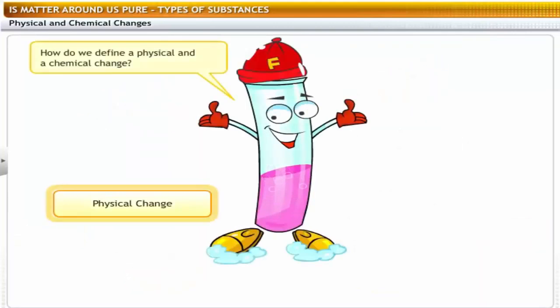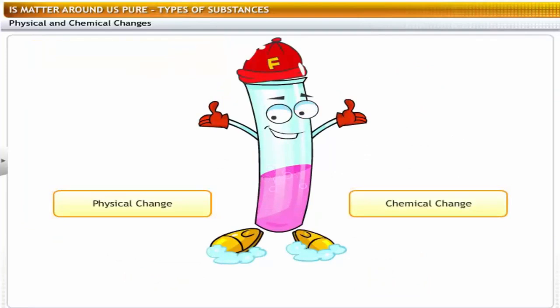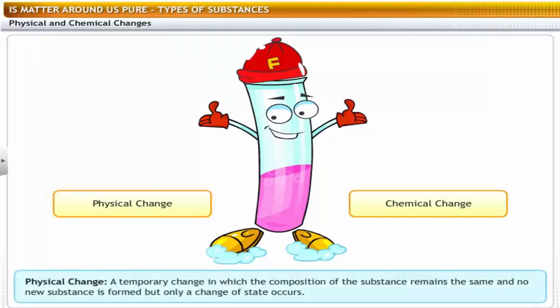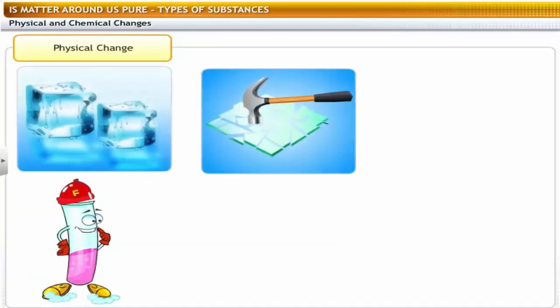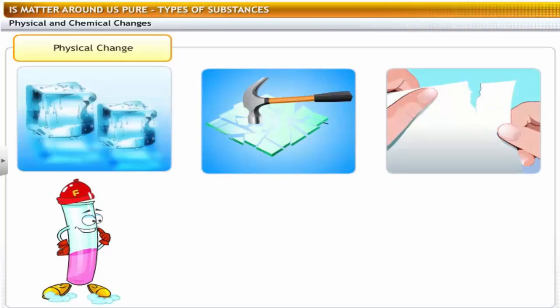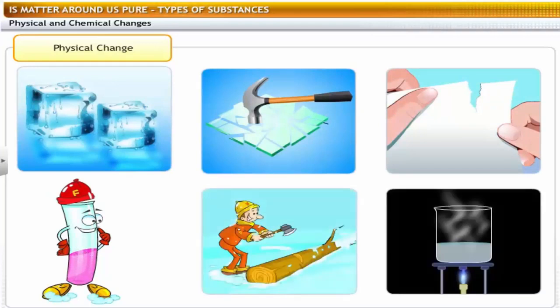How do we define a physical and a chemical change? After observing the experiment, we can define a physical change as a temporary change in which the composition of the substance remains same and no new substance is formed, but only a change of state occurs. Melting of ice, breaking of glass, tearing of paper, cutting of wood, and changing of water to water vapor are examples of physical change.